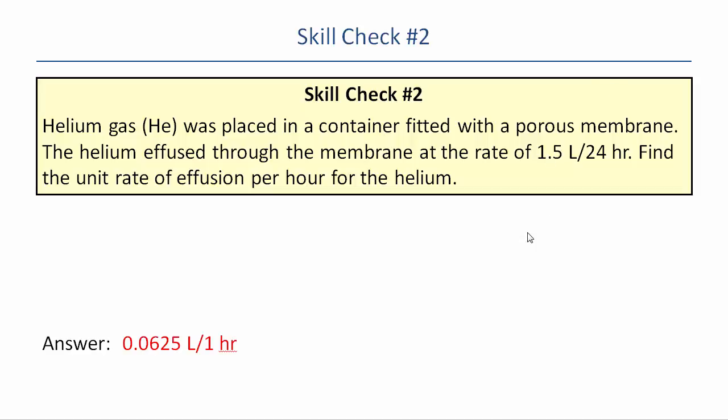Now, obviously, if you're good with the metric system, you probably wouldn't want to talk about 0.0625 liters per hour. You'd want to convert that maybe to milliliters and figure out how many milliliters per hour it was. So it's not such a small decimal. It would actually be a bigger number. Just keep that in mind.